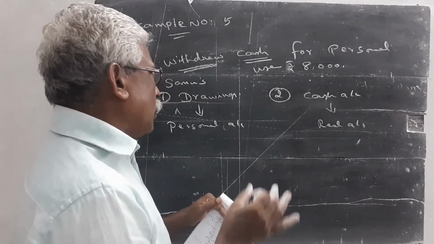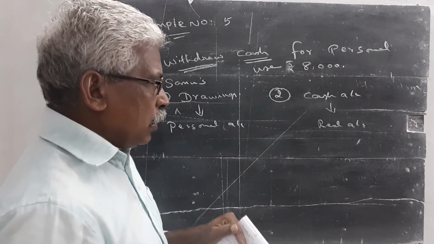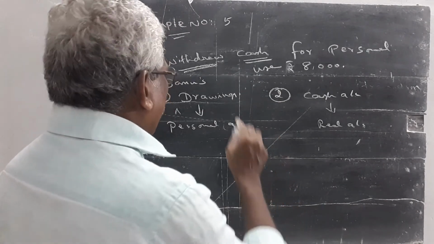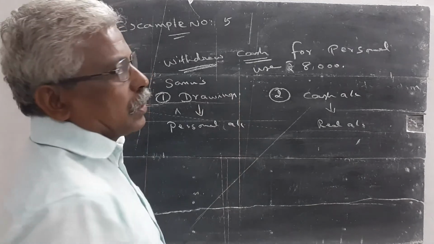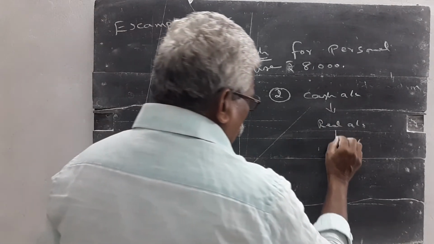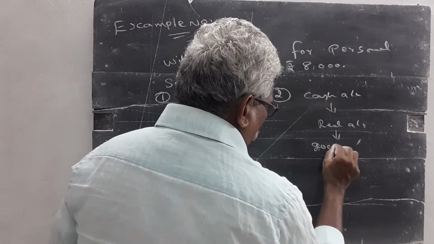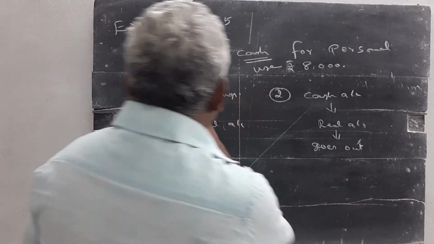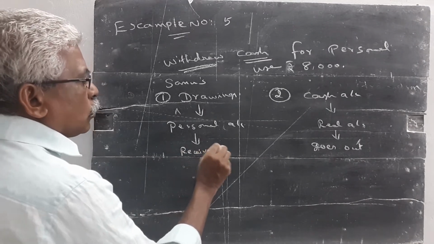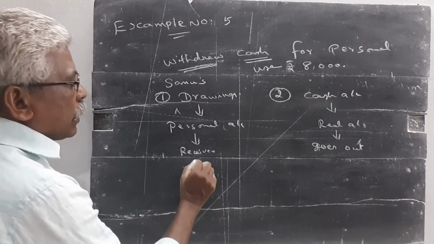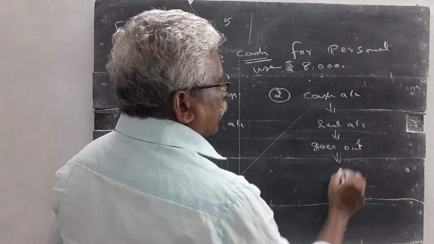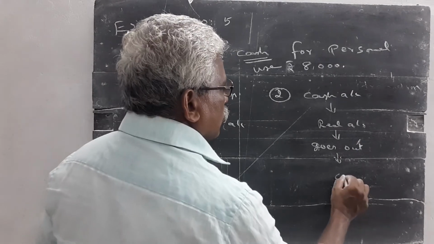Sometimes you are confused about the capital and drawing. I will explain these things in the subsequent classes. If the drawing is given, it always comes to the debit side. If the capital comes, it is always on the credit side. So, cash goes out of the business. Somu is the receiver of this cash. So, the journal entry is: debit the receiver, this account is debited. Cash goes out: debit the receiver, credit what goes out.